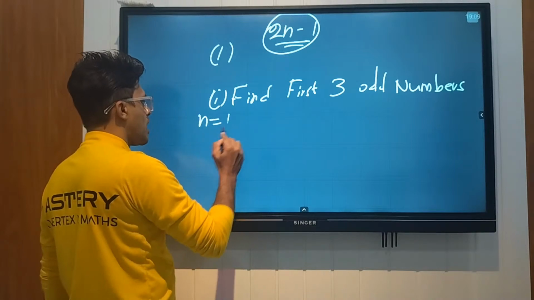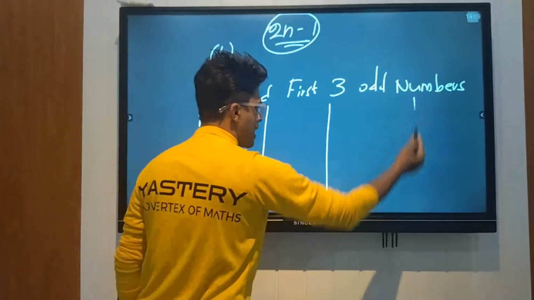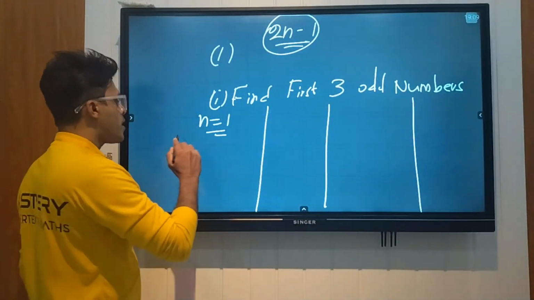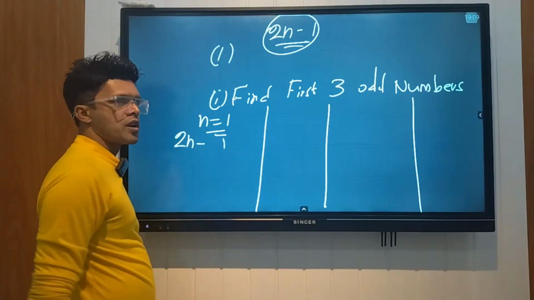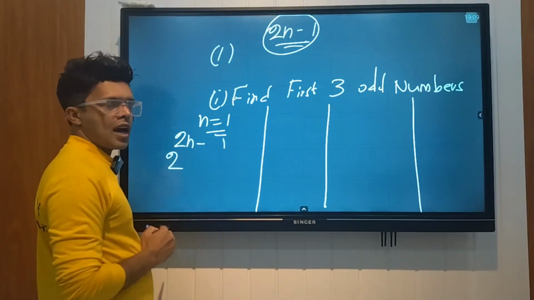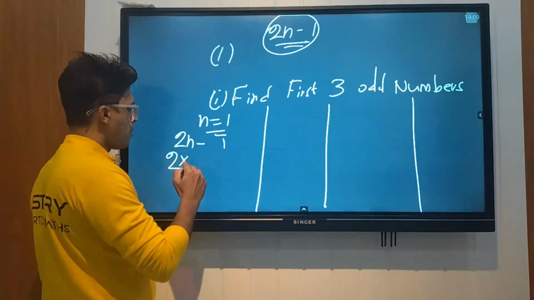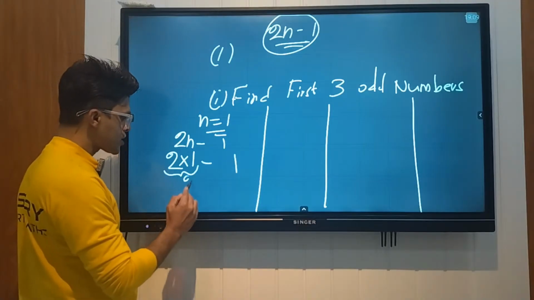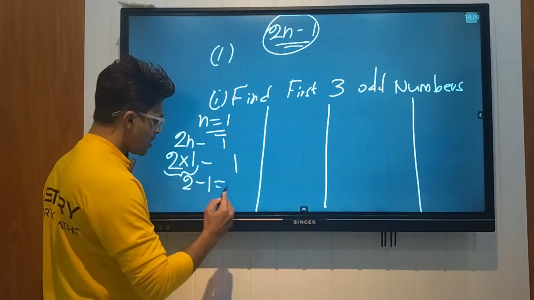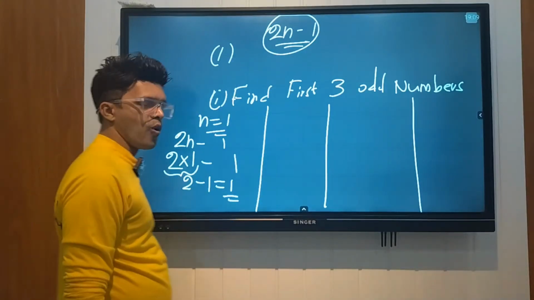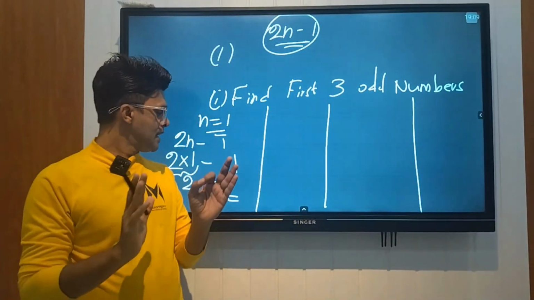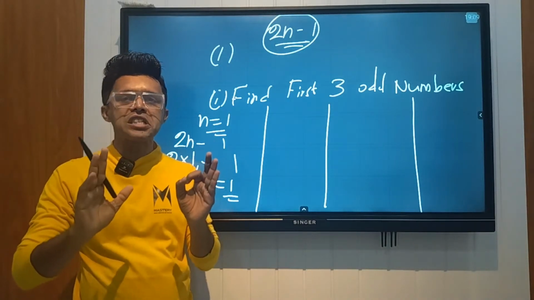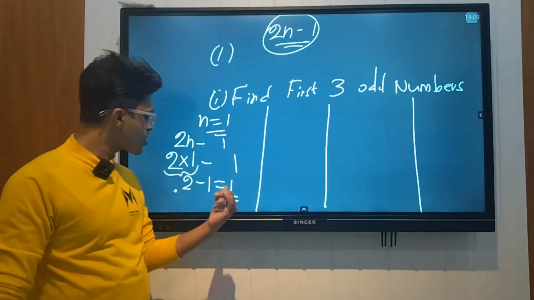You could substitute n equals 1, n equals 2, n equals 3, and so on. If you want to get the first odd number, you substitute n equals 1. So 2n minus 1 becomes 2 times 1 minus 1. 2 times 1 is 2, 2 minus 1 is 1. This is the first odd number. Already we know that the first odd number is 1, but according to the given instructions, these answers should be taken.